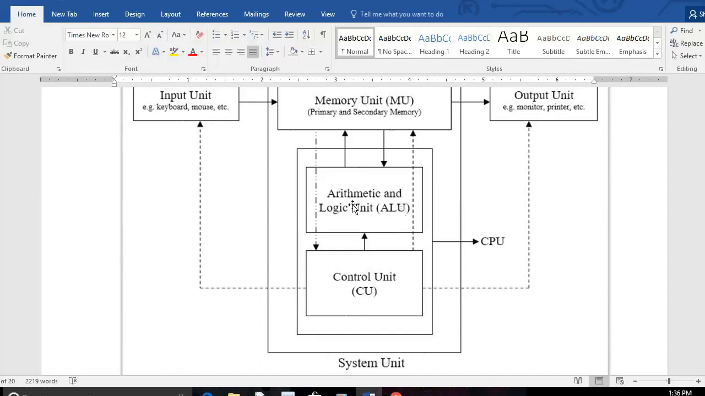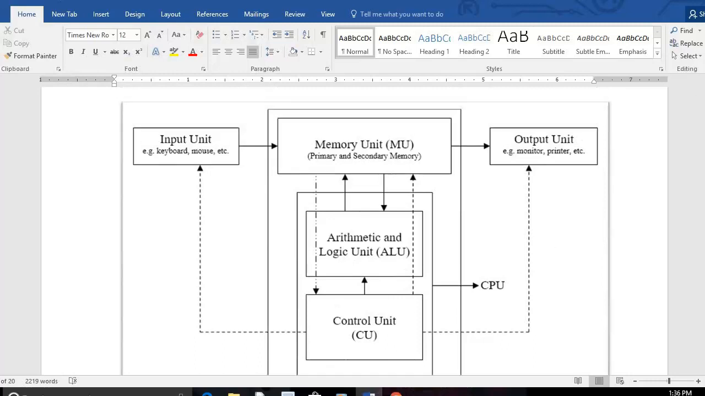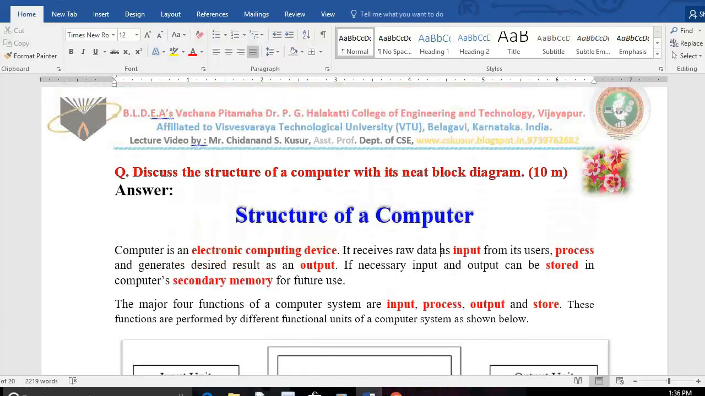Let us start. Explanation of each unit may carry 2 marks. 2, 2, 2 and 2. 4 twos are 8. Another 2 is for the diagram. Like that 10 marks are distributed. Let us start. How to answer this question in internals or in the VTU main examination?